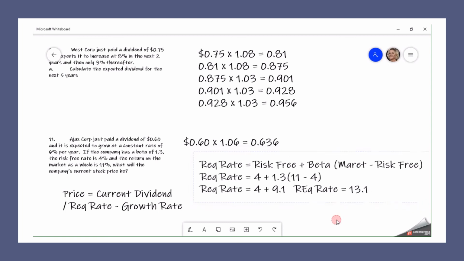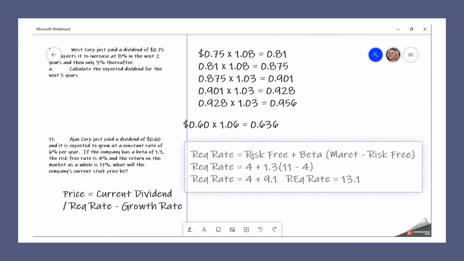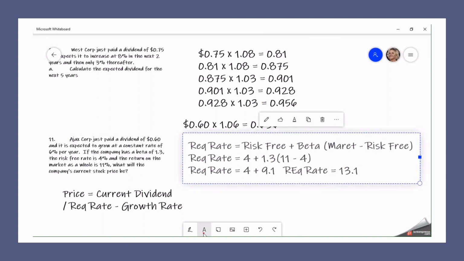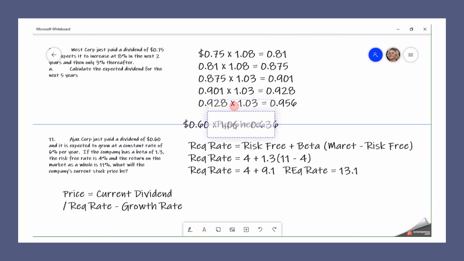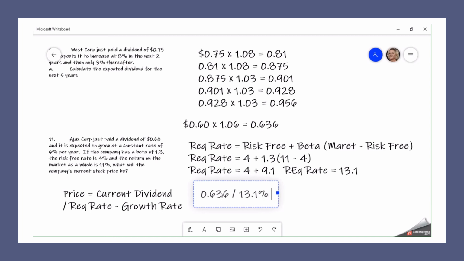So then now we'll come down, see if I can move these up a little bit. And now we'll fill in this formula that I have listed out over there. So our current dividend is the 0.636. We're going to divide that by the required rate of 13.1% minus the growth rate of 6%.